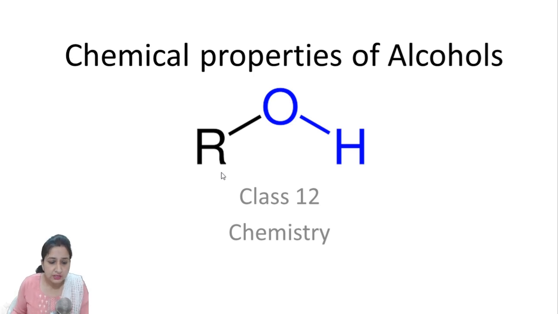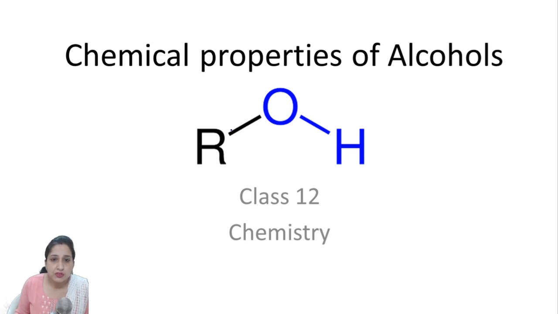Good evening, students. In today's lecture, we will start with the chemical properties of alcohols. As you are seeing on the screen, the chemical formula of the alcohol is ROH. Here the functional group is OH and this R can be any alkyl group.